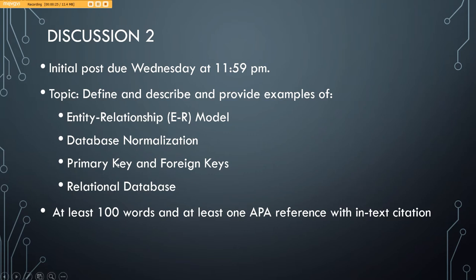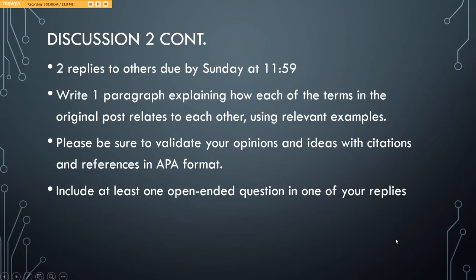The topic: define, describe, and provide examples of entity relationship, database normalization, primary key and foreign keys. Relational database, you don't need to do that one. We did that one last week. At least 100 words and at least one APA reference with in-text citation.